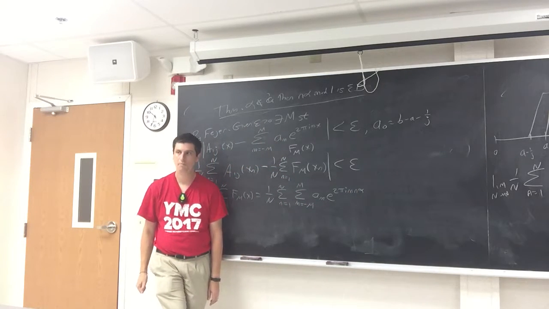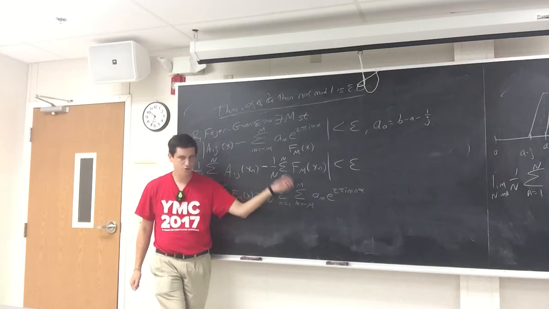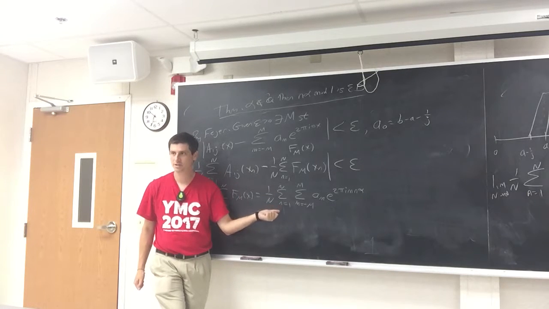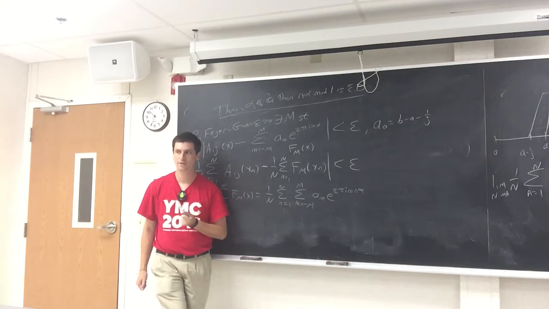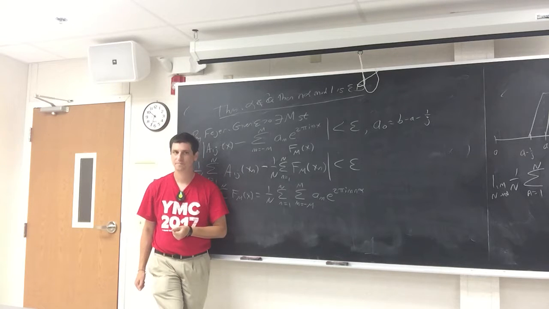Okay? Big M is fixed. J is fixed. And then big N will go to infinity. So we will calculate this for a fixed big M, a fixed J, and let n go to infinity. What do you want to do with this double sum?